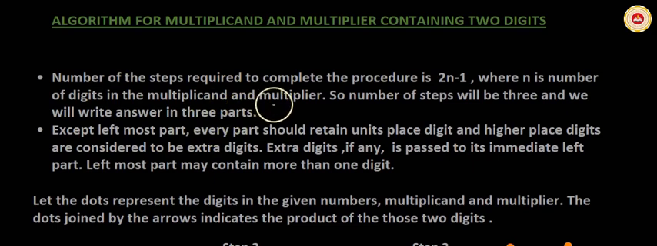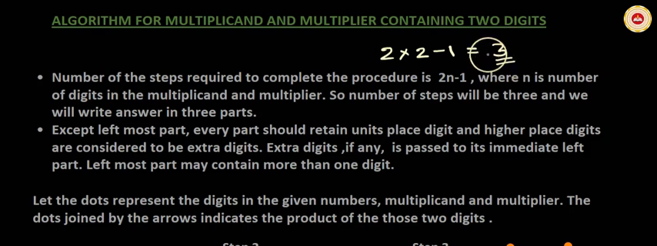The number of steps required to complete the procedure is 2n minus 1, where n is the number of digits in multiplicand and multiplier. So the number of steps will be 3 and we will write the answer in 3 parts. See friends, 2 digits in multiplicand and 2 digits in multiplier. 2n minus 1: 2 multiplied by 2 minus 1 is 3. 2 2s are 4, minus 1 is 3. It means that there will be a total of 3 steps to complete this multiplication, and we will write the answer in 3 parts.